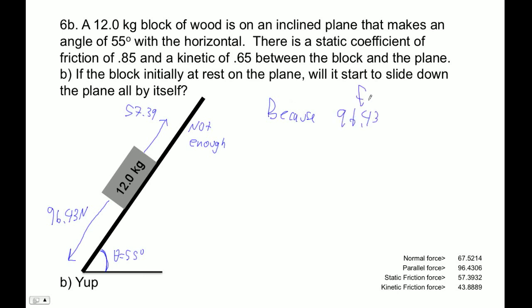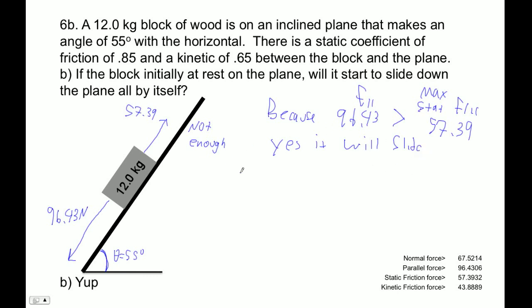96.43, the parallel force, right? Since it's bigger than the max static friction, max static friction of 57.39, will it start to slide? So you guys see what question they're asking? Yes, it will slide. No, it will not stay on the plane, right?